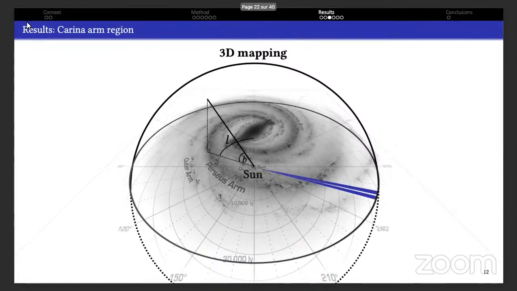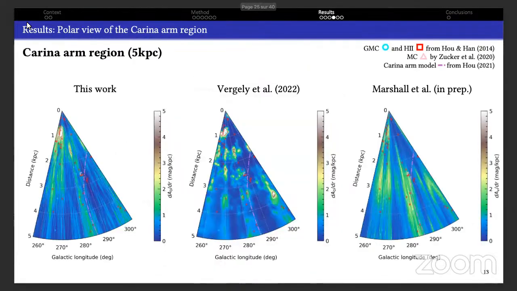Well, we just do multiple concurrent lines of sight, and we have at the end a 3D extinction map. So we try to map the region where we can observe the tangency of the Carina arm. So you have here three extinction maps, a polar view of the Carina arm regions. And as you can see, first, for this map, we observe a similar structure which corresponds to the Vela complex in both maps, as well as others.